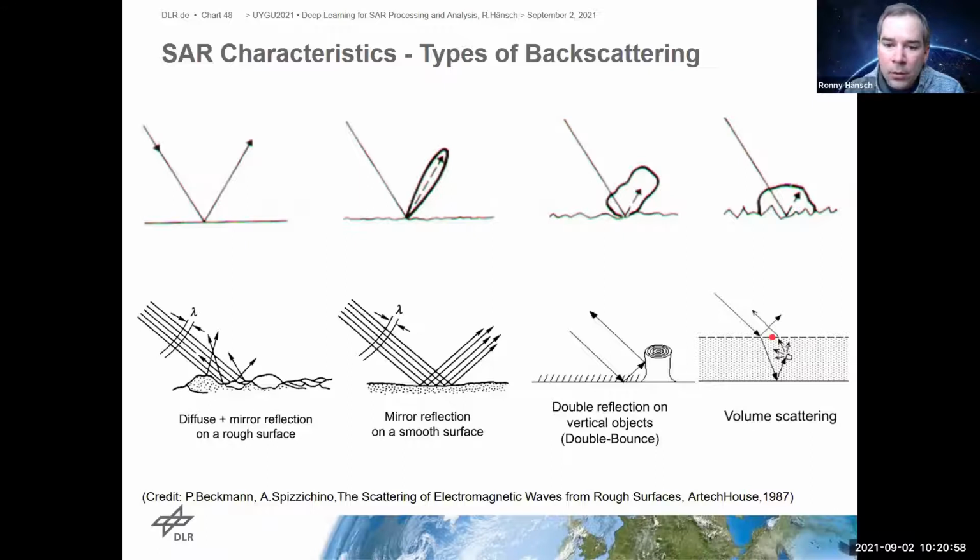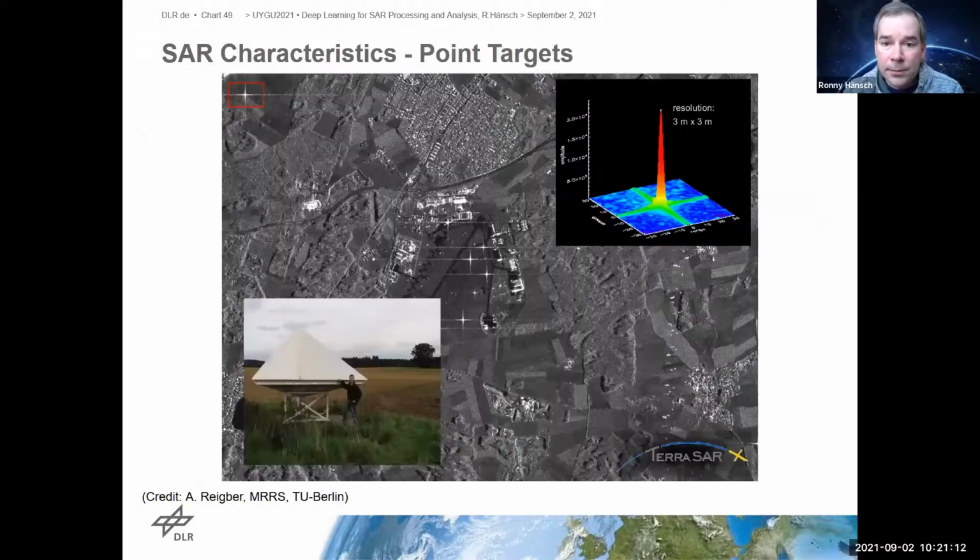And the nice thing is all of those different scattering processes change the properties of the microwave that I record: the intensity, the phase, but also the polarization and so on. And all of this I can measure and then use in order to, for example, do a classification.